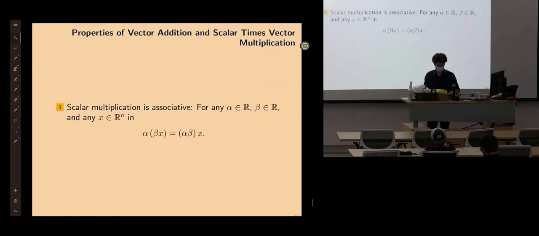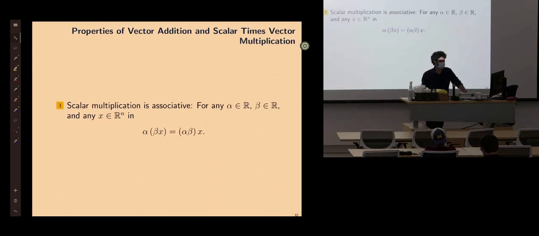Scalar multiplication is also associative. If you multiply a vector first by 2 and then by 3, it's the same thing as multiplying by 3 and then by 2, okay? Or you could just say 2 times 3, 6. I'm just going to multiply the vector by 6.